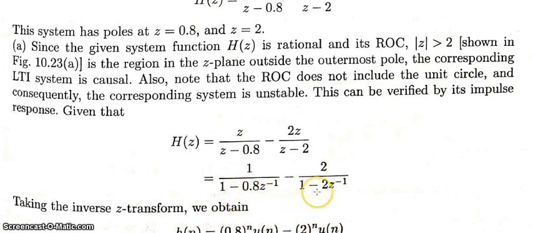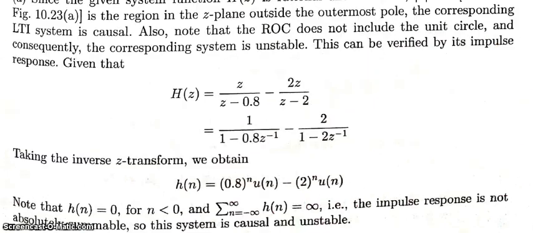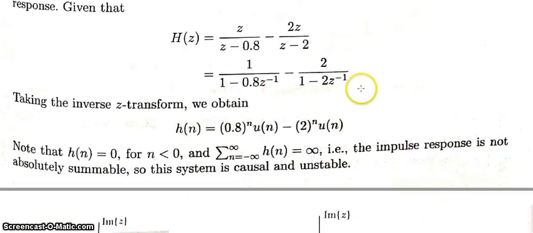And why we are expressing in this form is, now each of the terms, that is, here we have two different terms, and these two terms are standard Z transforms of time functions. So we can directly take the inverse. When we take the inverse of this H of z, we get h of n, and h of n is 0.8 raised to n into u of n minus 2 raised to n into u of n.